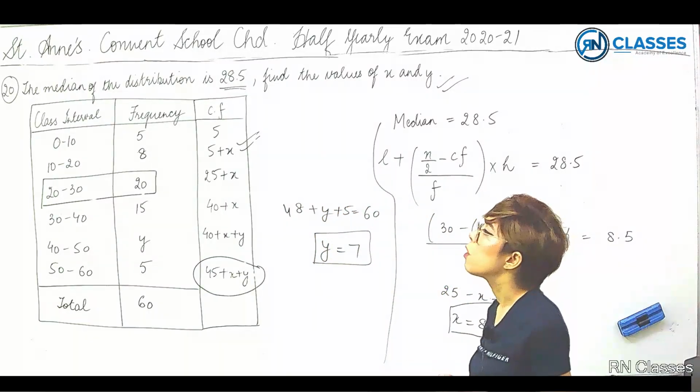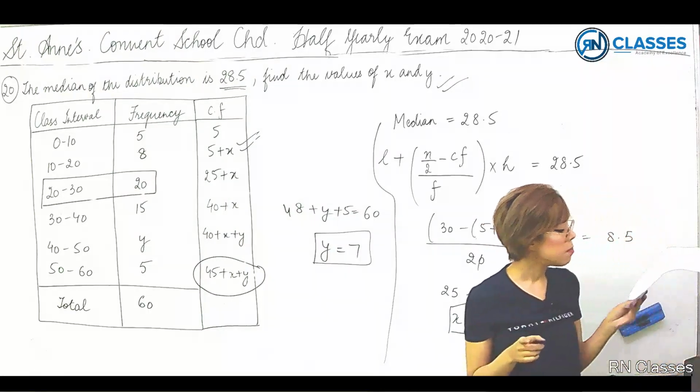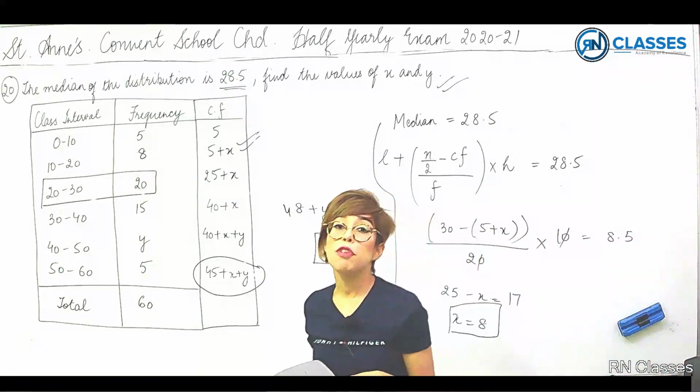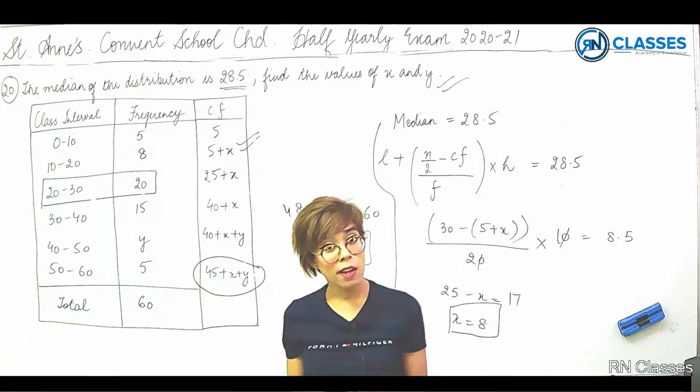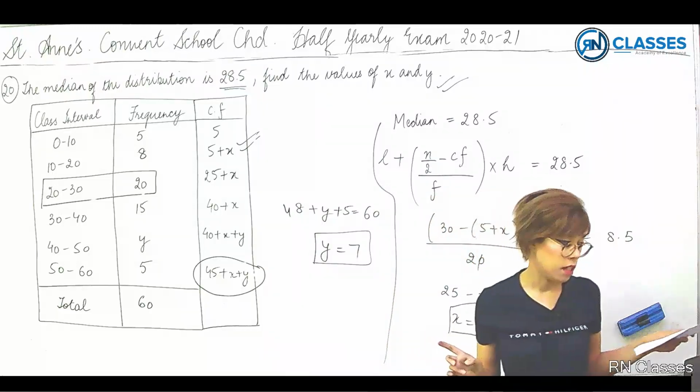And I didn't mention one thing, why I didn't discuss question number 19. Question number 19 I didn't discuss because it was the proof of Pythagoras theorem. We have done that already and it is there in the NCERT as well. So that's why I skipped it.